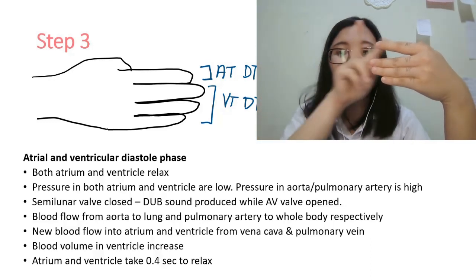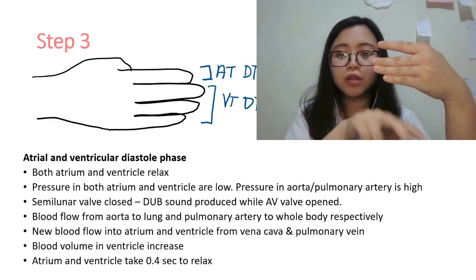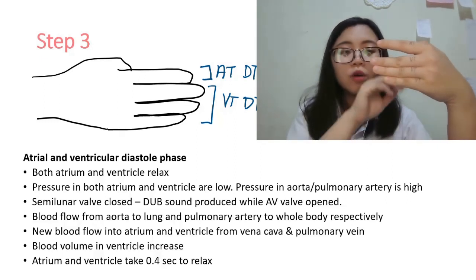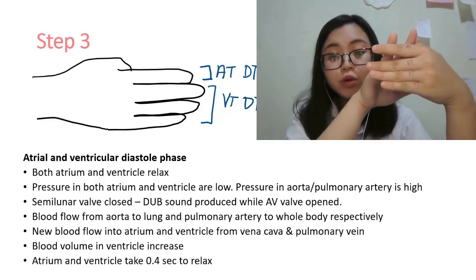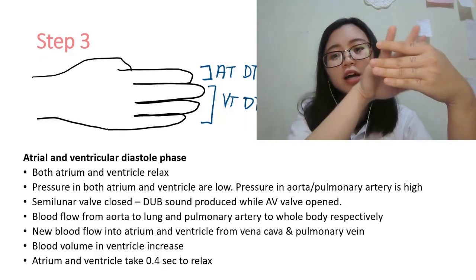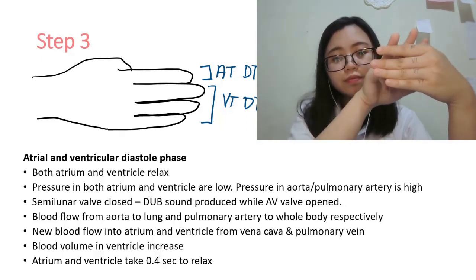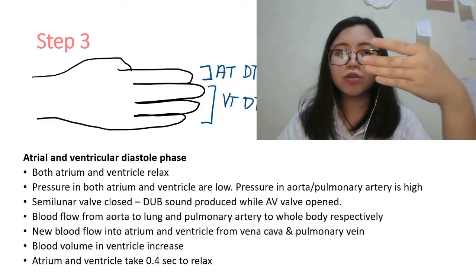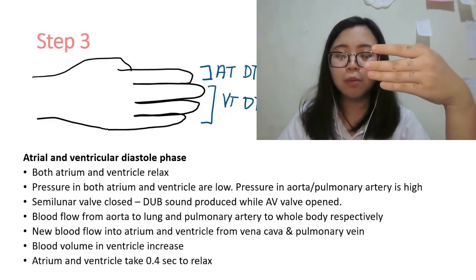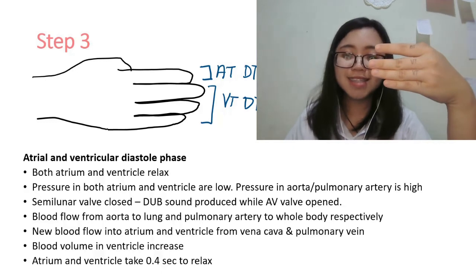Blood will flow from aorta to lung and pulmonary artery to whole body respectively. Meanwhile, new blood flow into atrium and ventricle from vena cava and pulmonary vein. The blood volume in the ventricle will increase, and this relaxing process takes about 0.4 seconds.